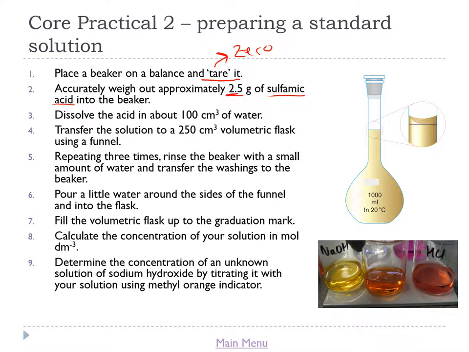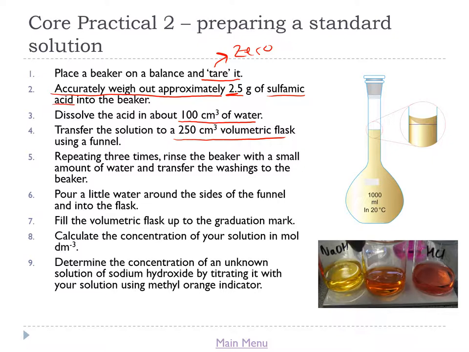Now, when we say accurately weigh out approximately, what that means is it doesn't matter if it's exactly 2.5, but whatever the mass is, we need to make sure we record the mass exactly, so we're really clear on exactly what concentration our solution will be in the end. Then we will dissolve the acid in about 100 centimetres cubed of water and transfer that solution to a 250 centimetre cubed volumetric flask. Now at this point, we don't need to do anything too precisely, but what we do need to make sure is that all of our sulfamic acid makes it from the beaker into that volumetric flask.